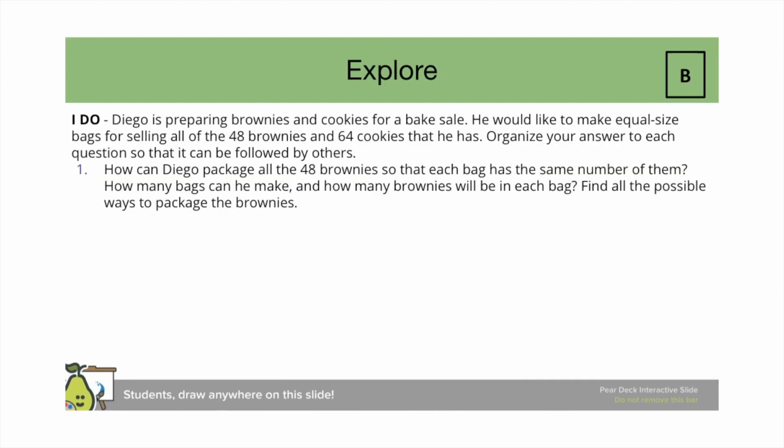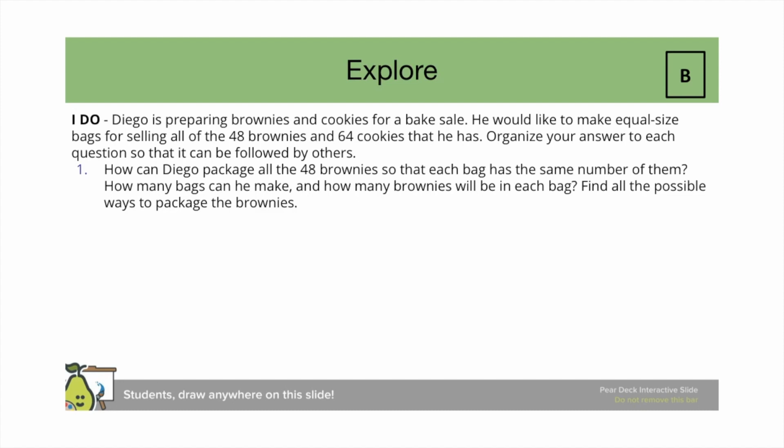The explore can be divided into an I do, we do, you do. So the I do says Diego's preparing brownies and cookies for a bake sale. He would like to make equal-sized bags for selling all of the 48 brownies and 64 cookies that he has. Organize your answer to each question so that it can be followed by others. Question 1. How can Diego package all the 48 brownies so that each bag has the same number of them? How many bags can he make and how many brownies will be in each bag? Find all the possible ways to package the brownies.